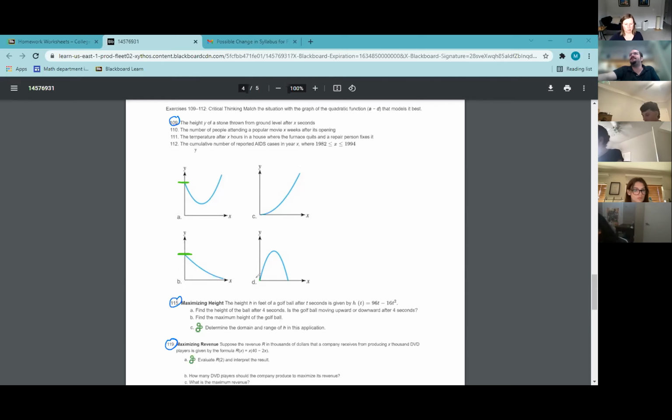Talking about the height of a stone. It's going to go up, and then guess what's going to happen? It's going to come back down. Hopefully we still got gravity, right? So it's going to reach its peak, and it's going to come back down.